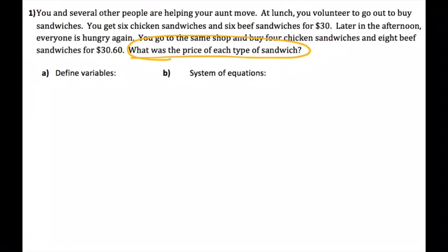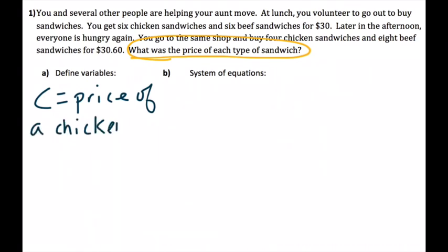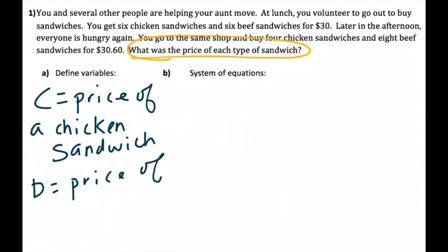So I'm going to do C for chicken. C is the price of a chicken sandwich. Then I'll do B is the price of a beef sandwich. Put my dollar sign there so I know I'm using dollars.